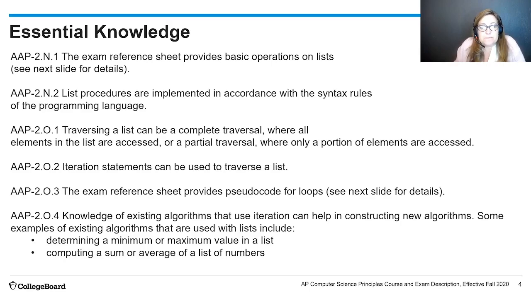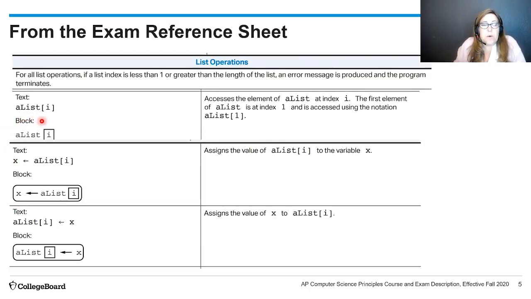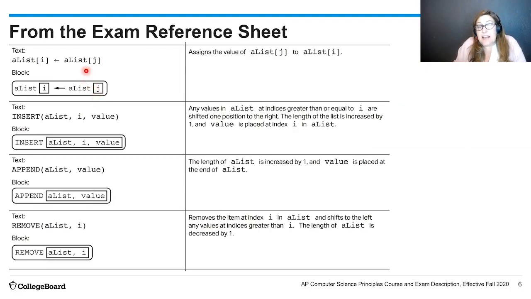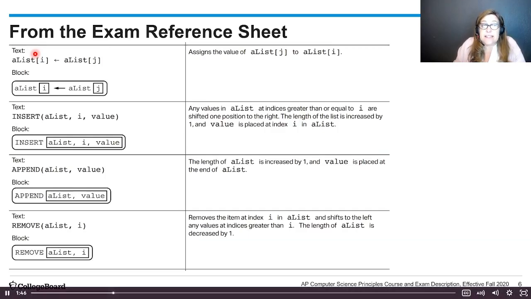Looking at our reference sheet, we want to know that if we put a bracket around an I next to a list, this is referring to the element at index I of a list. We have the text and the block version. I can take the element at index I and store it in a variable X. I can also take a value X and store it at index I of a list. Notice we have text and block versions for all of these. I can take the element at index J from a list and store it at index I of a list.